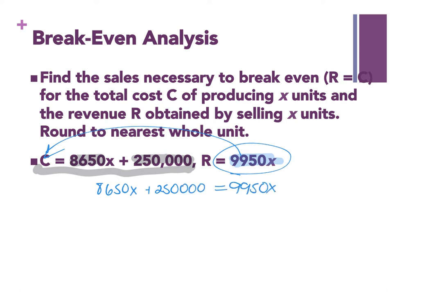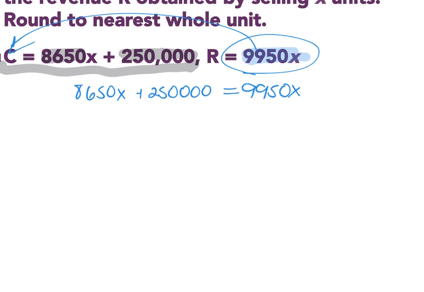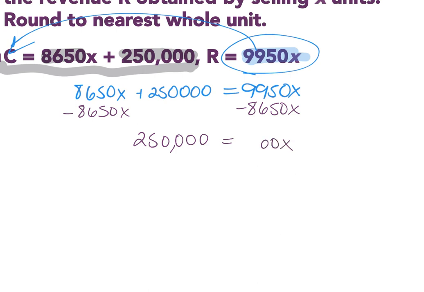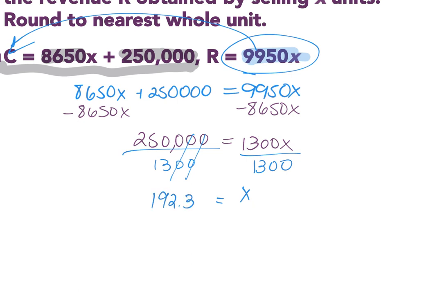I'm sorry, where my C equals my R. And then I would subtract 8650 X from both sides. And I'd get 250,000 equals 1,300 X. And then divide both sides by 1,300. Cross through, and 2,500 divided by 13 is 192.3 units.